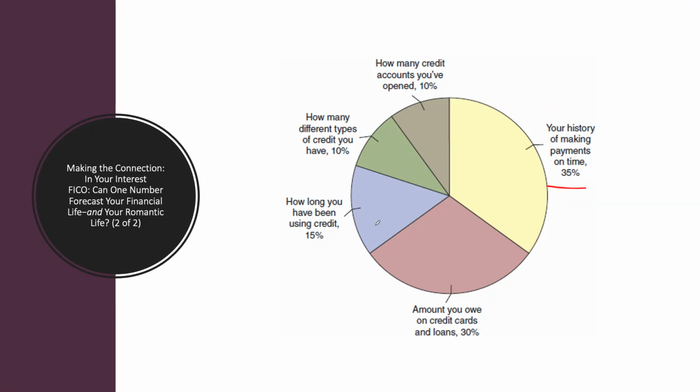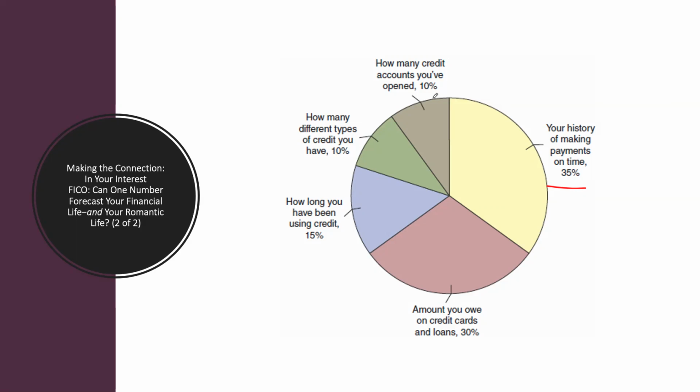How long you've been using credit, like length of history, 15%. The longer the history, the more information they have. So that accounts for 15% of the score. How many different types of credit you manage is about 10% of it. So if you have the capacity to manage different kinds of credit instruments, that gives banks more confidence. And how many credit accounts you have open, right?